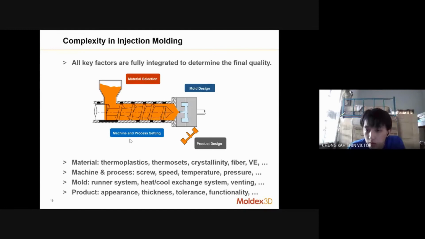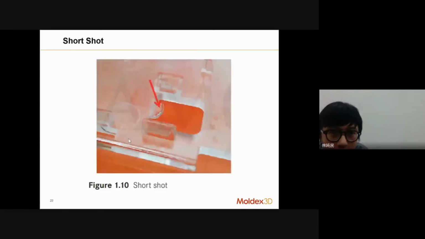All right. Another question. Which molding defect is the most difficult defect to remove or minimize? Okay, let's move to these slides.